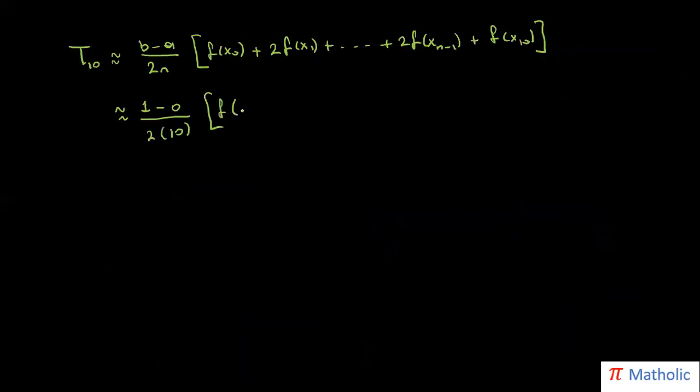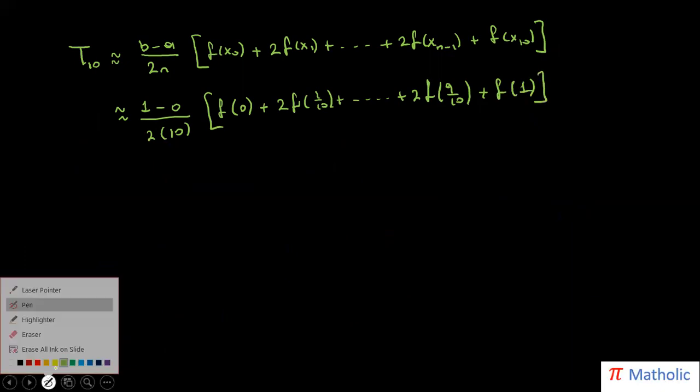So I'm going to write here 0 plus 2 times f of 1 over 10. It keeps going like this, right? And like this is 9/10, right? 2 times f of 9/10. And the last one is 10/10, which is 1. Perfect.